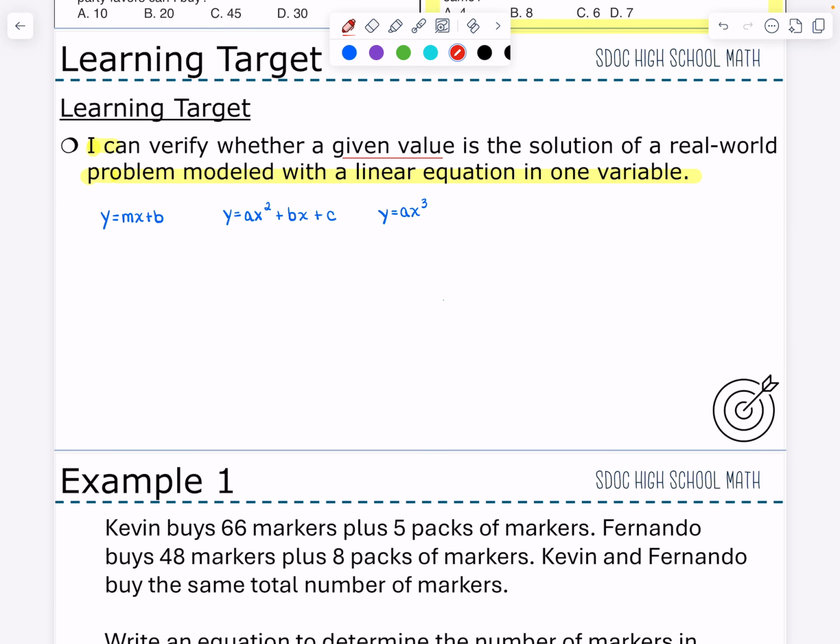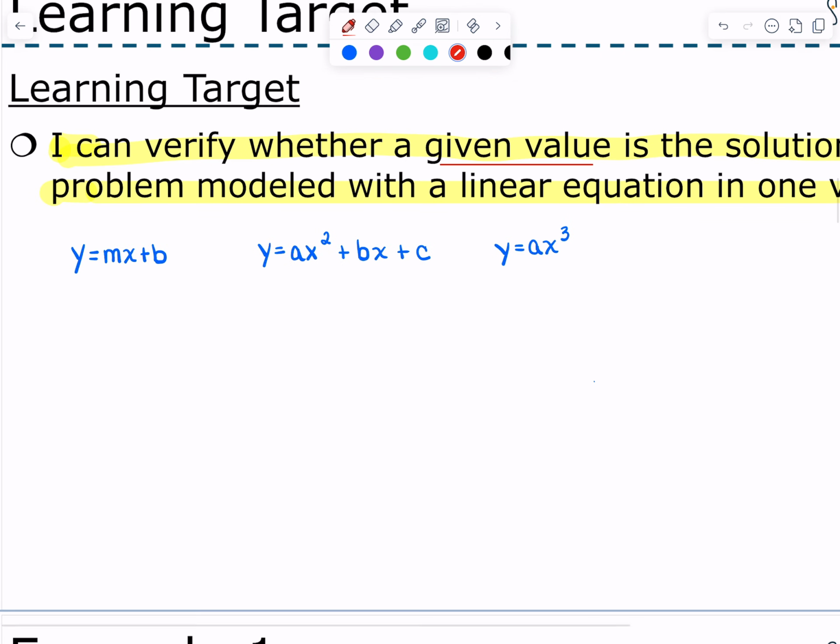Here's our learning target again. Our learning target says that we can verify whether a given value is a solution of a real world problem modeled with a linear equation. Now in this class, we're going to see a few different types of equations. The one that we are looking at right now is this one here.